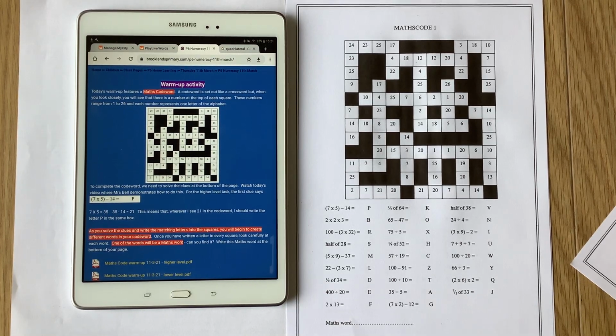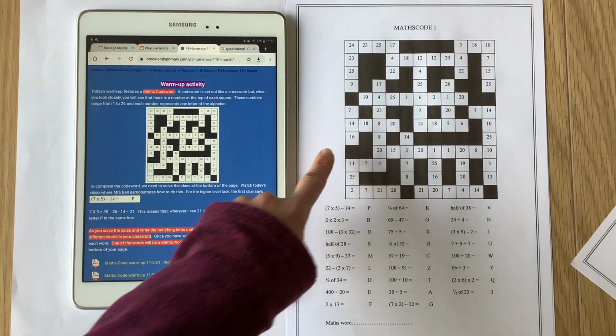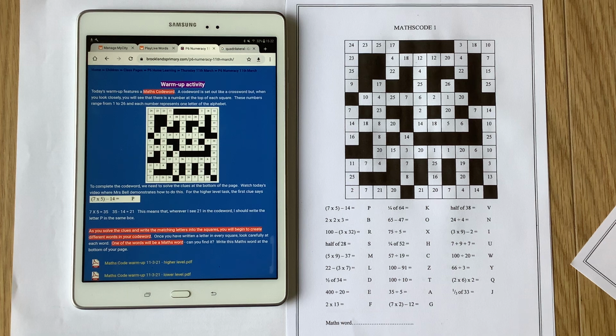Hello P6. For today's maths, we are going to get underway for our warm-up activity by doing one of these maths code words. A maths code looks a bit like a crossword, except that at the minute in our grid that we've got here, we don't have letters, we have got numbers.